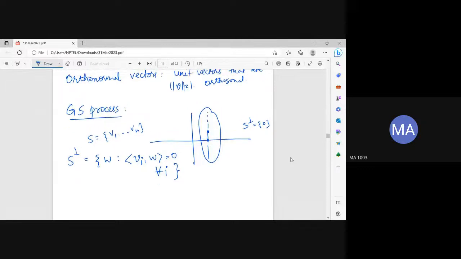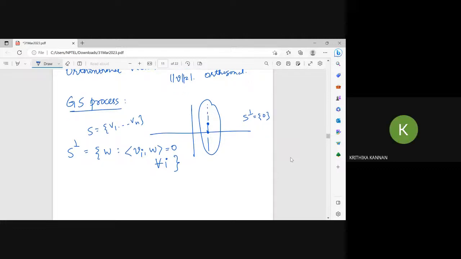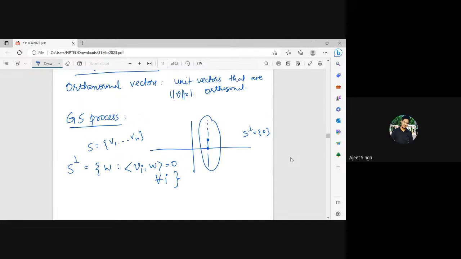No, you're not actually removing. You're trying to consider S perpendicular at each stage. Because you're trying to look at vectors that are perpendicular at each stage to all the previous vectors. So you're not removing, you're basically looking at the S perp of all the previous vectors. Got it.